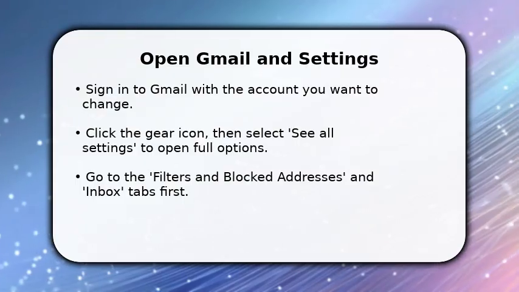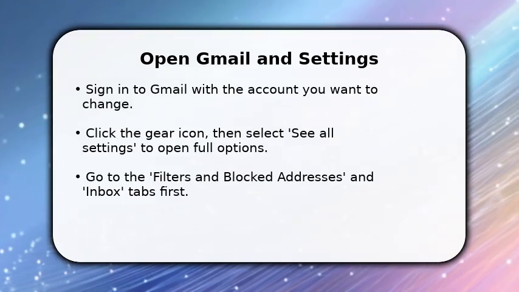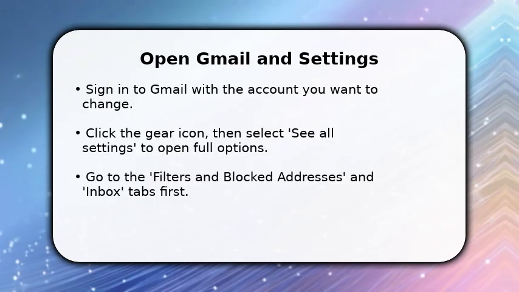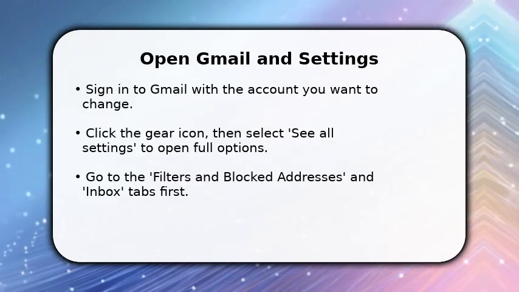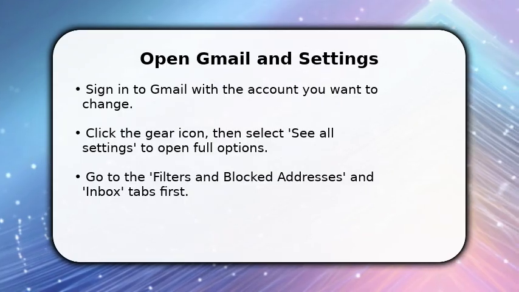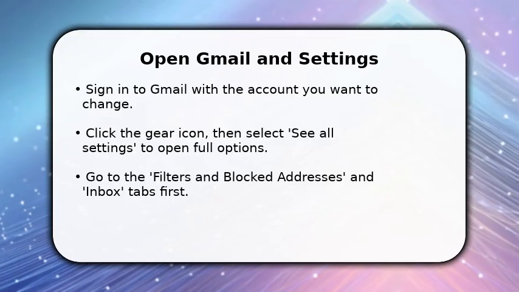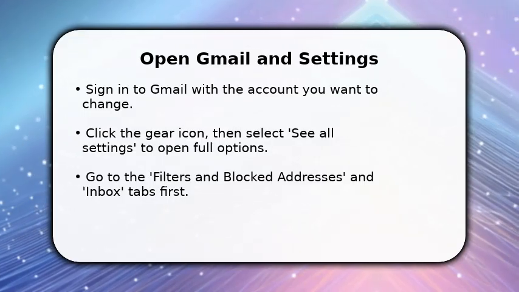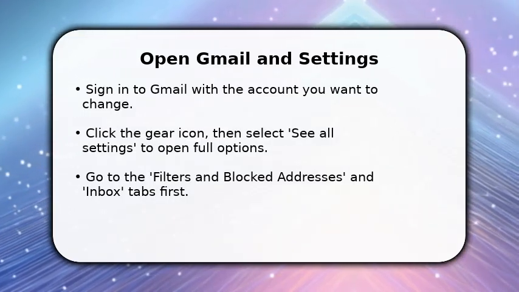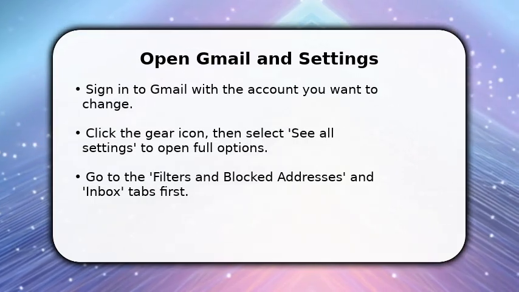You start by signing in and opening full settings. This is where most controls live. Once you click the gear and choose See All Settings, move to the Inbox tab to check spam handling and filters. You want to confirm whether emails go to primary, promotions, or spam automatically. Make sure to keep the account visible and don't switch devices mid-process. These first steps prepare Gmail so the filter edits you make next take effect immediately.